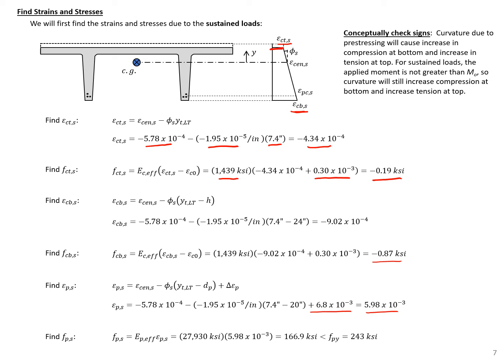And then we take that times our effective modulus for our pre-stressing to get the stress in the pre-stressing due to all of our sustained loads. So 166.9 KSI.